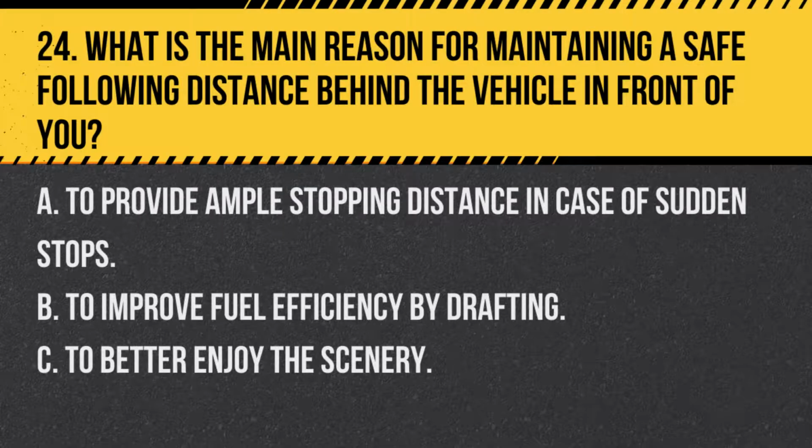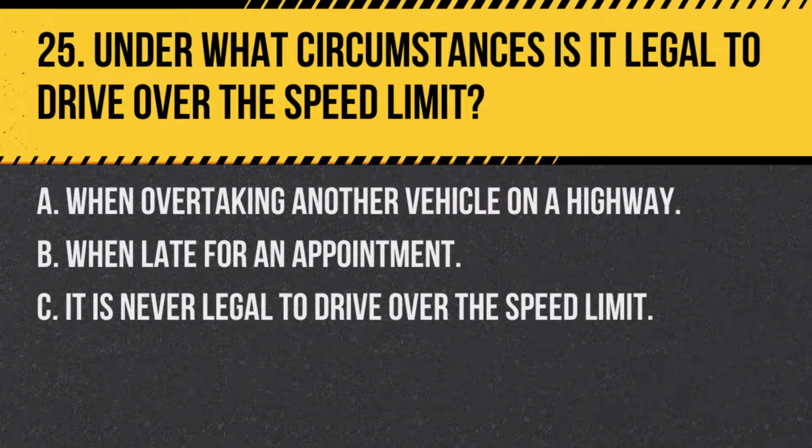Answer: A. To provide ample stopping distance in case of sudden stops. This reduces the risk of rear-end collisions. Question 25. Under what circumstances is it legal to drive over the speed limit? A. When overtaking another vehicle on a highway.